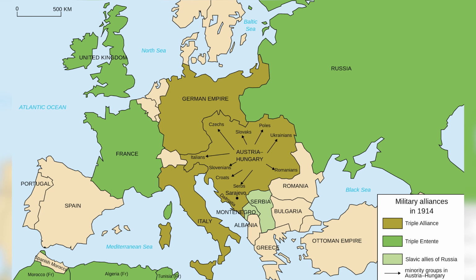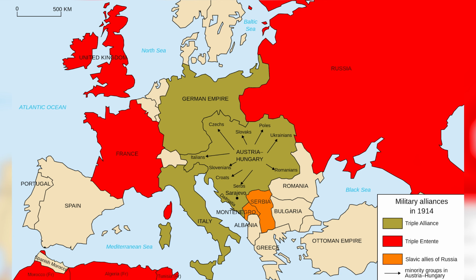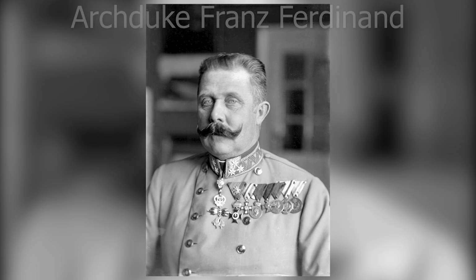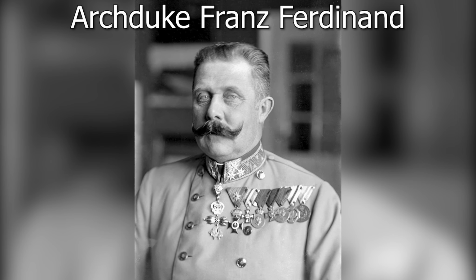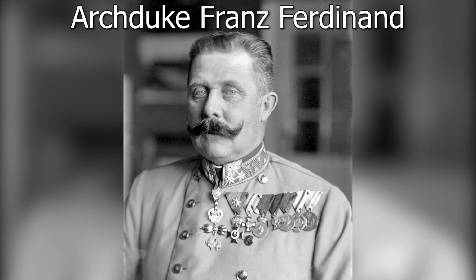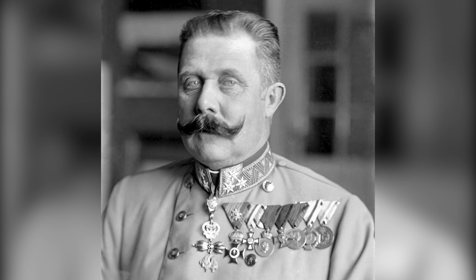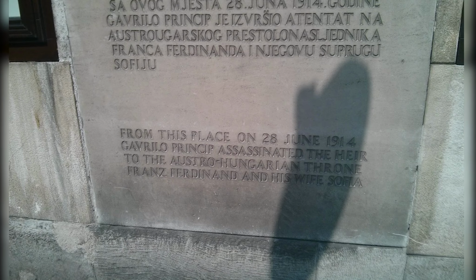In 1914, Europe's great powers were split into the Triple Entente of France, Russia and the United Kingdom, and the Triple Alliance of Germany, Austria-Hungary and Italy. On the 20th of June 1914, Archduke Franz Ferdinand, the Austro-Hungarian heir, was assassinated by the Bosnian Serb Gavrilo Princip. This heightened tensions in the Balkans.